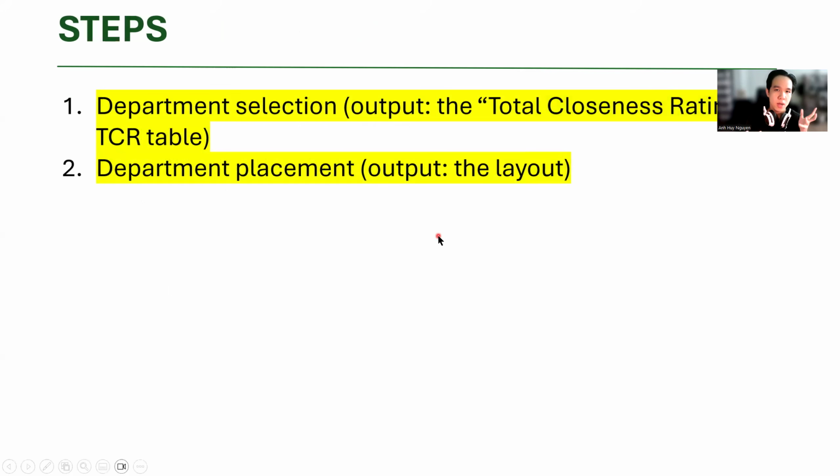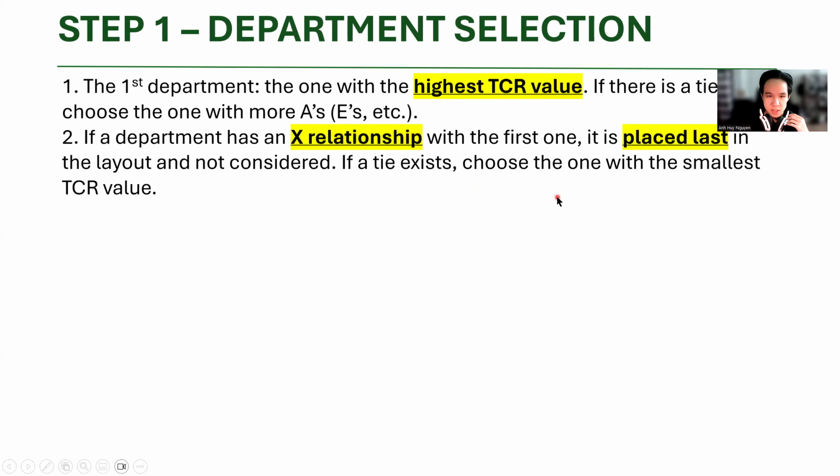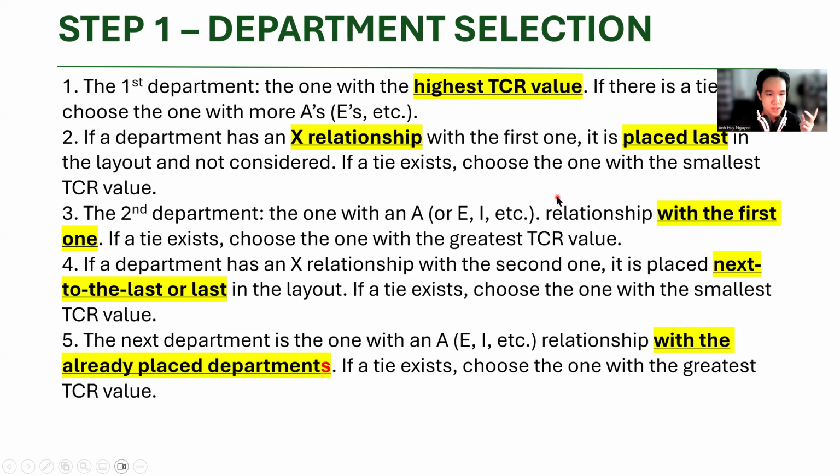Now, compared to our depth algorithm, here we only have two steps. First is department selection, and then department placement. In department selection, you will figure out the order, so which department to consider first, second, third, and so on. For the second step, you will start to place the departments in the building. Now here are all of the rules. They are a little bit confusing, so I'll tell you more when we dive into the example. It will be more understandable.